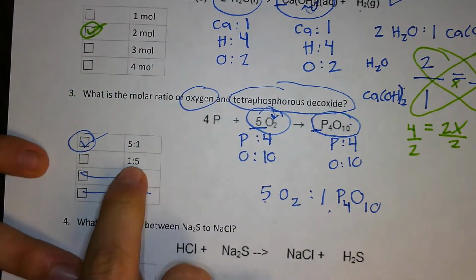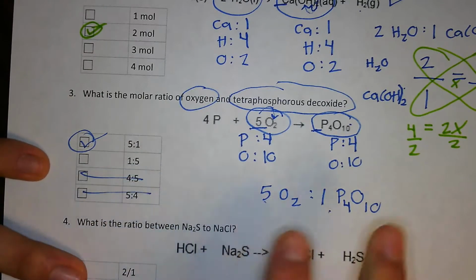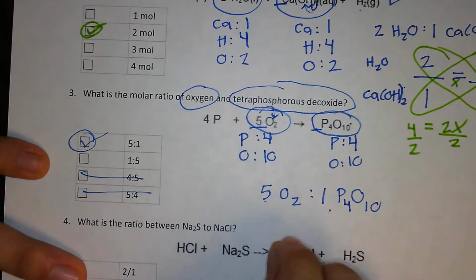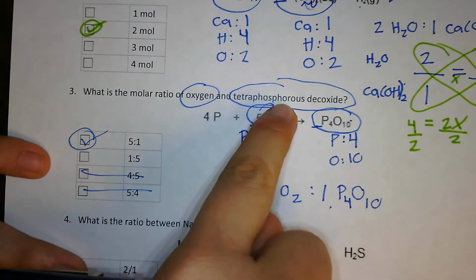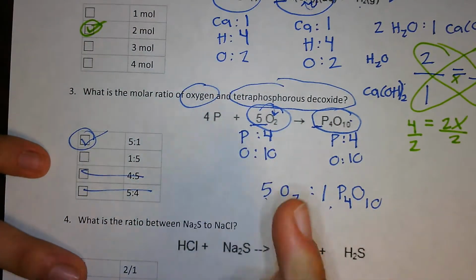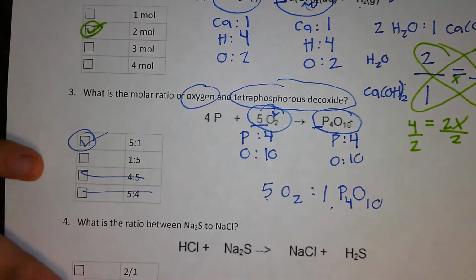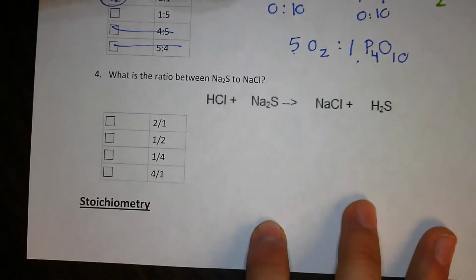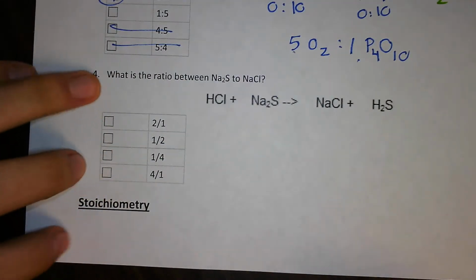Notice that this second one says 1-to-5. If you were to flip these, that would be the right answer. But they asked you oxygen to tetraphosphorus decaoxide. So you have to have oxygen first and then tetraphosphorus decaoxide. Be aware of the order. It changes the ratio. All right, last one in molar ratios.